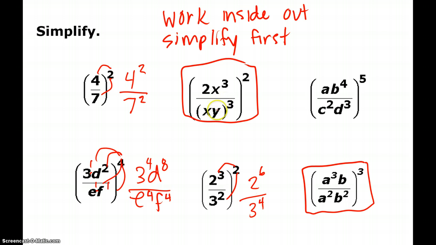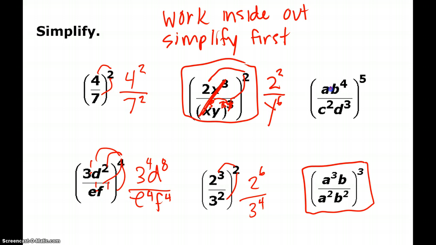Right here we're going to work inside out, so this is from yesterday, so we're going to do this first. So we're going to get x3, y3, and that's going to be gone. And is there anything I can simplify? There is. I can cancel this x3 over x3, and x3 over x3 is going to be x0. What's anything to the 0 power? It's 1. So this is just going to disappear. So now this goes here, and this goes here, and I get 2 squared over y6.